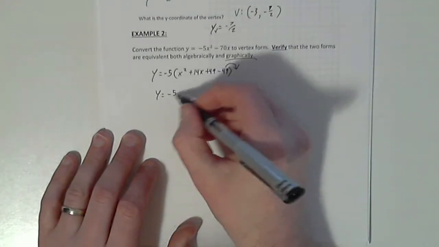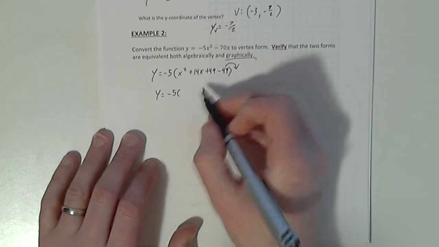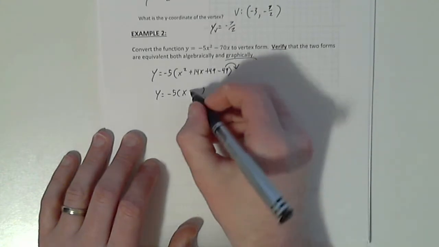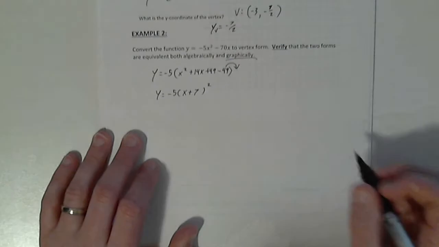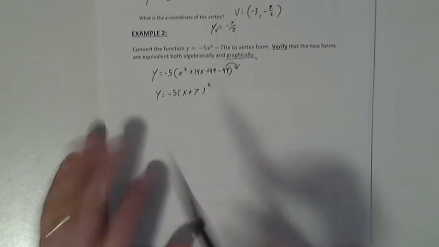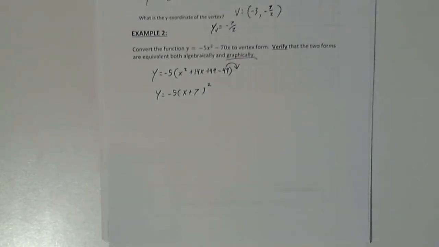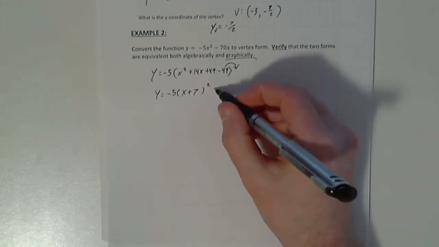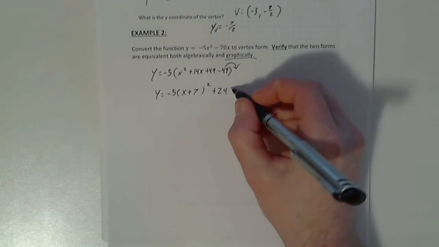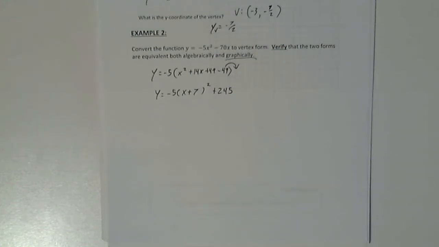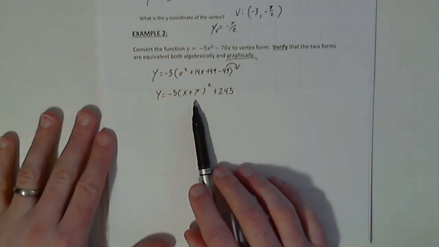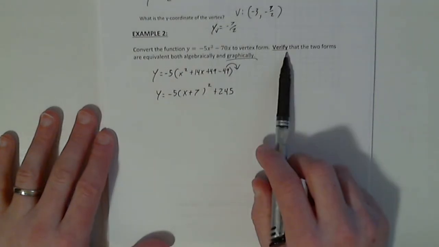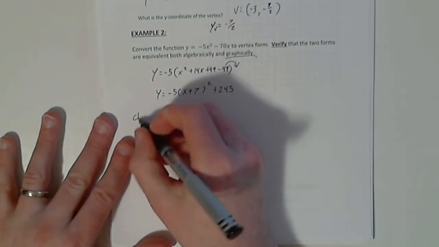Y equals negative 5, x plus 7, all squared. And negative 49 times negative 5, 245 positive. So that's number 1. We've got our second form. Now we need to verify. So check.